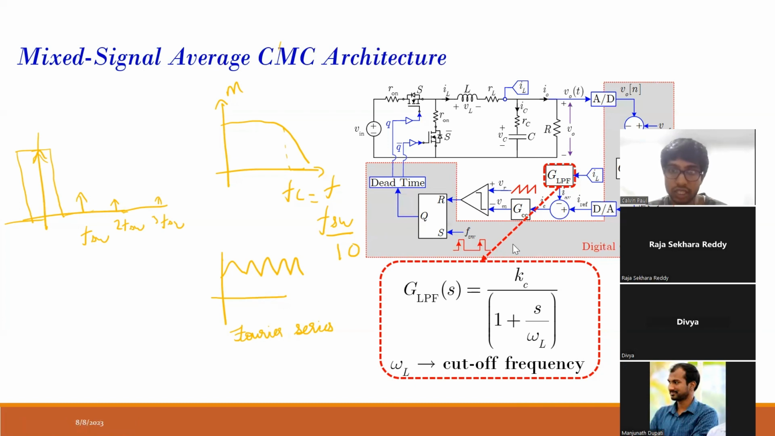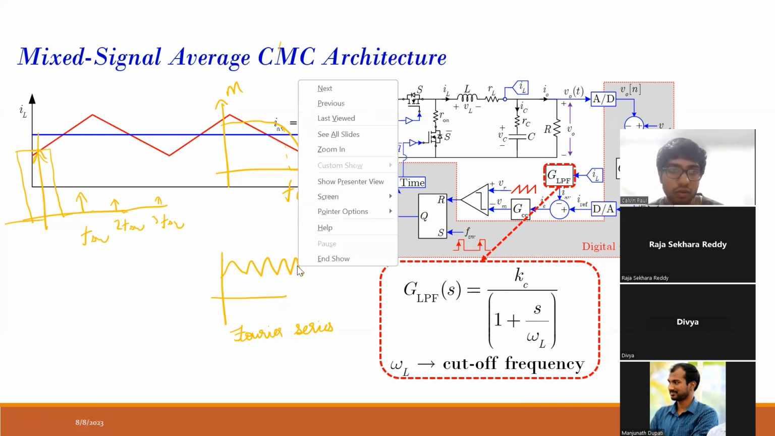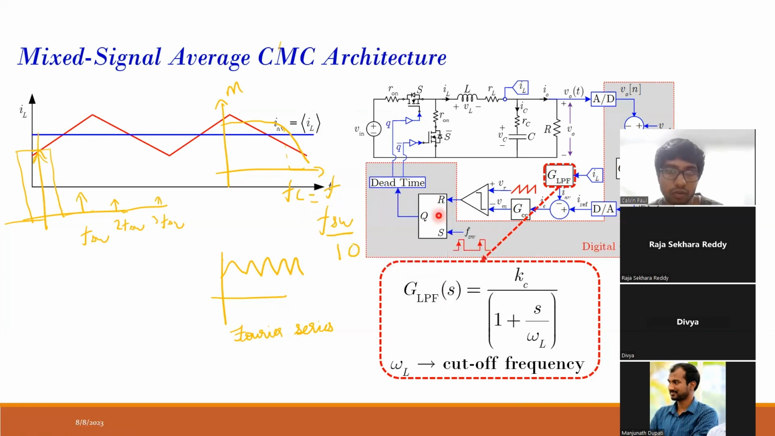GCC is actually the current controller. In earlier cases we have this, my voltage controller. Now we have an inner current controller as well. That will minimize the error between the average value and the reference average value, and that is how we will control it. That was not there for peak current mode control and valley current mode control. This GCC wasn't required.